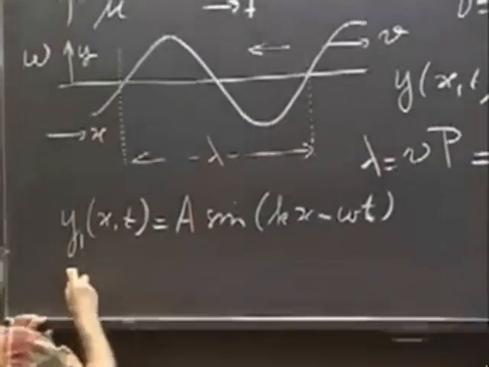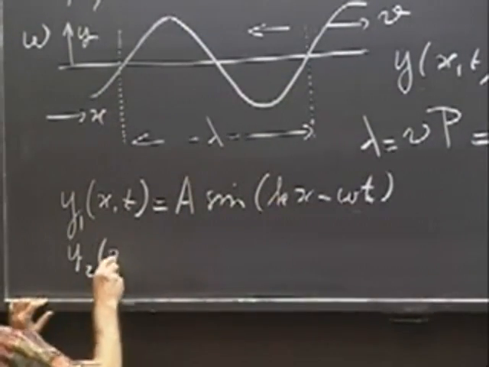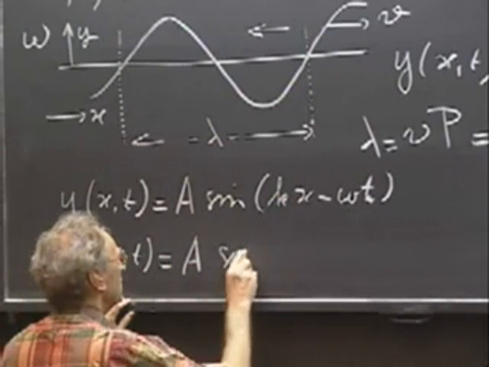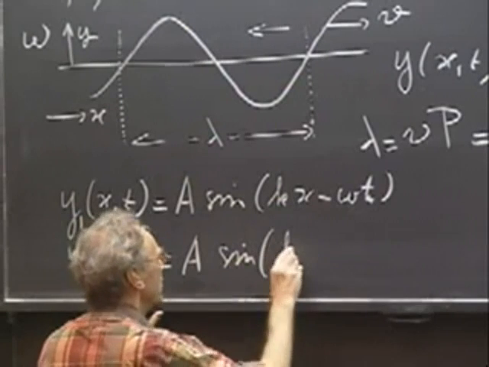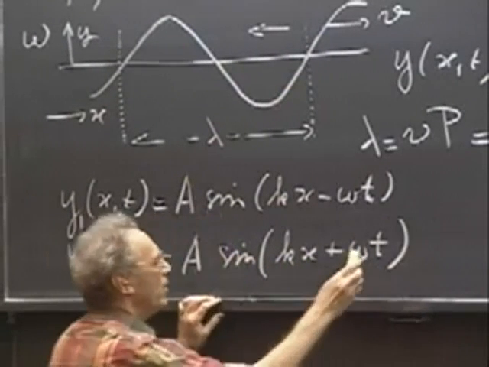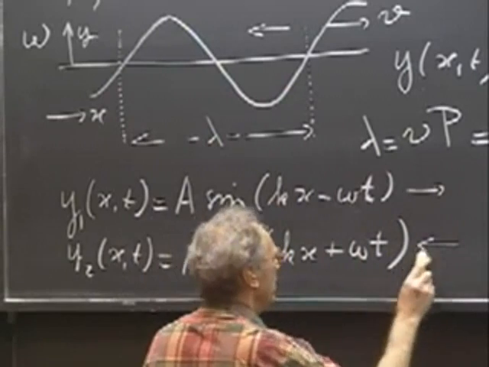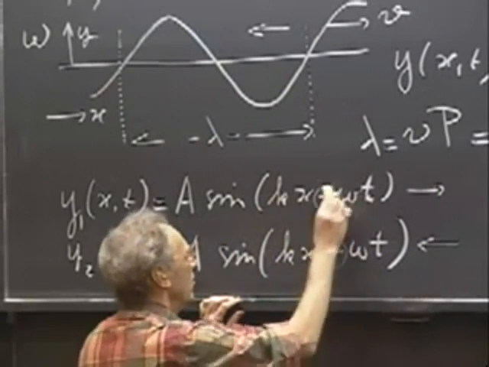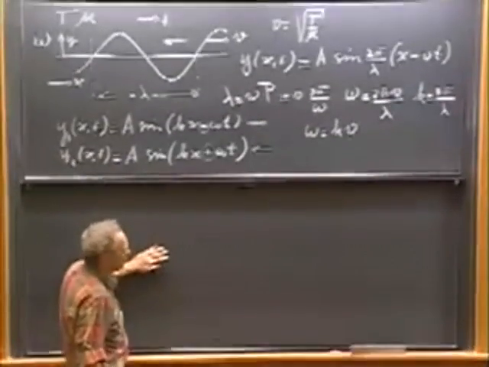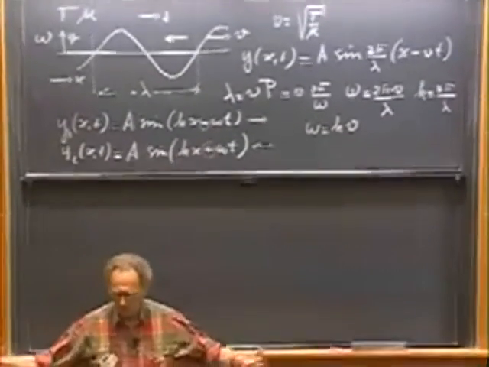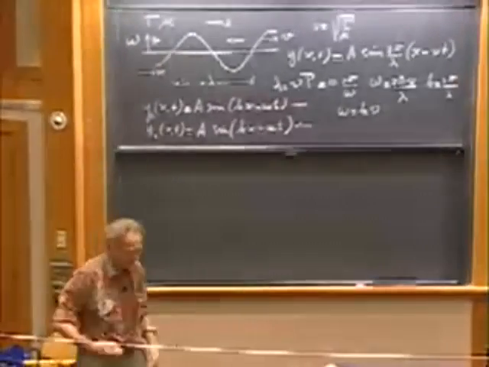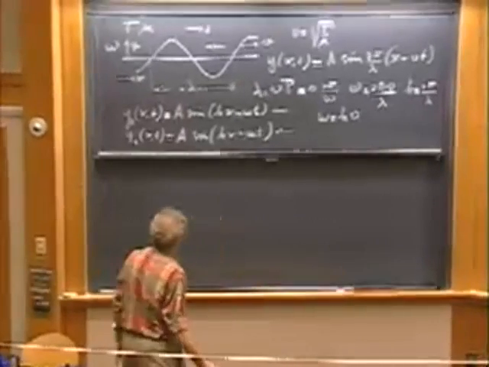And now I'm going to have another one, y2(x,t), same amplitude, same frequency, therefore same wavelength, but now it's going not in this direction, but in this direction. Notice there's a plus here, but there is a minus there. And so I want to know what the sum of these two is, because one is going like this, another one is going like this. So I want to know what the superposition of those two waves does.